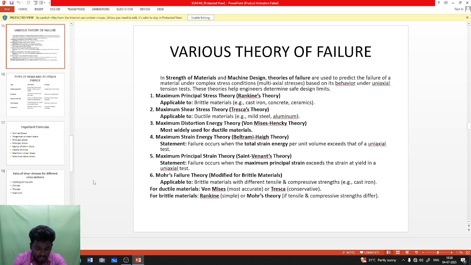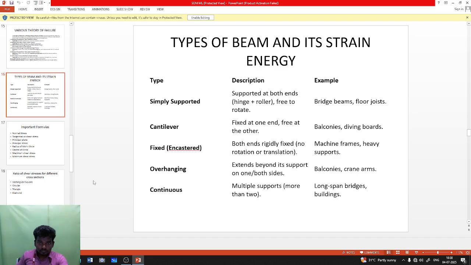And for types of beams and their strain energy: for a cantilever beam, the strain energy is W²L³ divided by 6EI. For a cantilever beam with UDL over the entire length, it's W²L⁵ divided by 40EI. For a simply supported beam with a central point load, it's W²L³ divided by 96EI.